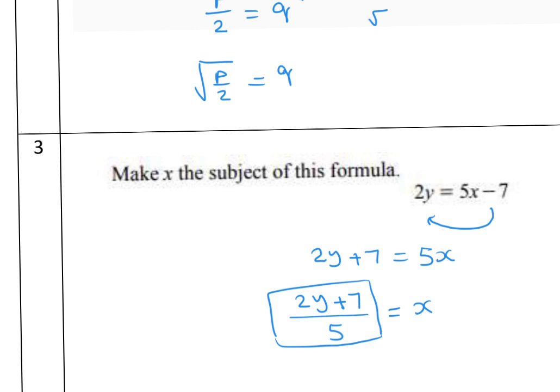Understood? You cannot divide first. The number which is closer to x, keep it first. Then negative 7 goes to the other side by adding, then divide by 5.